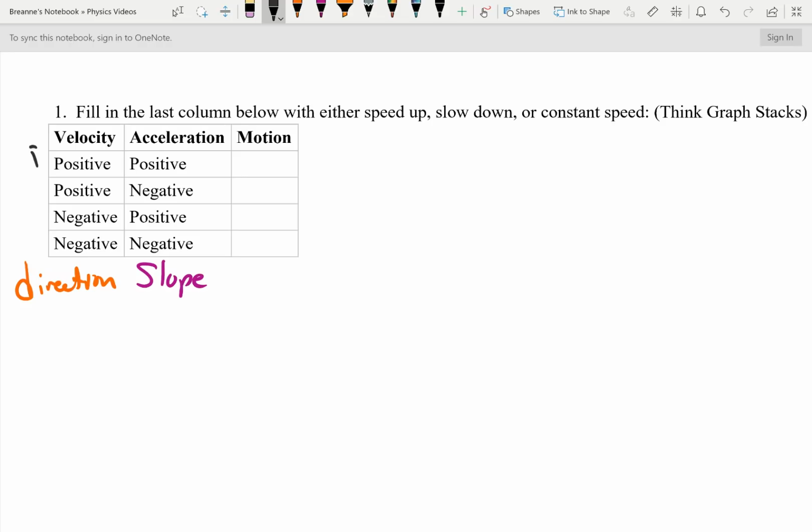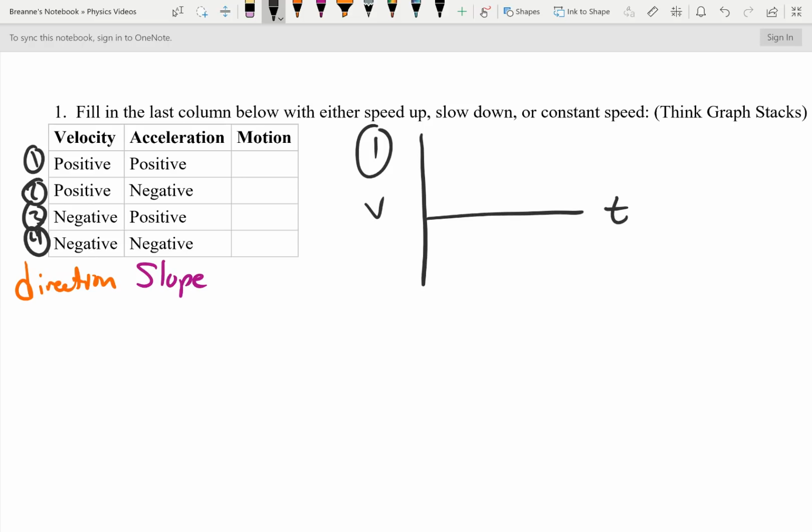So for the first one, 1, 2, 3, 4, we're going to draw velocity time graphs. So for number 1, this is your velocity, x-axis is your time. Remember, anything above the 0 line is positive, anything below is negative. That's positive direction and negative direction. Anything above the 0 line is a positive direction, anything below is a negative direction.